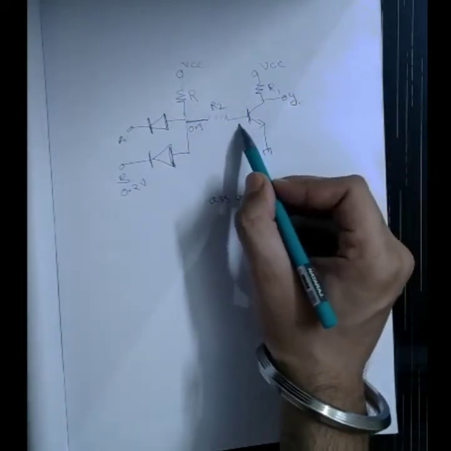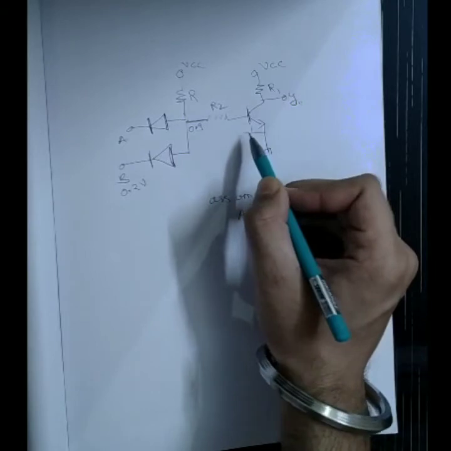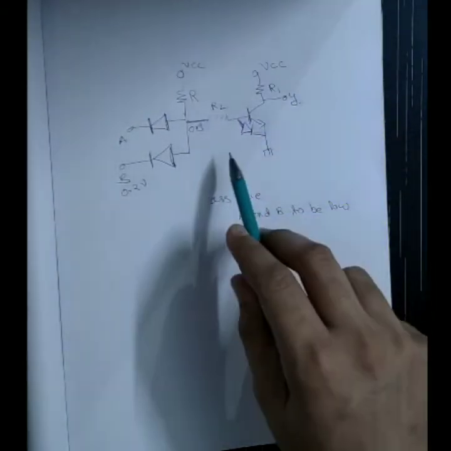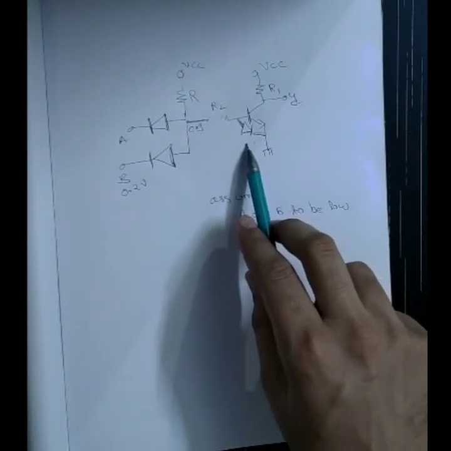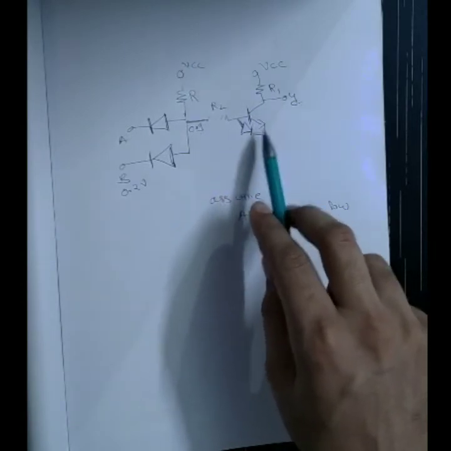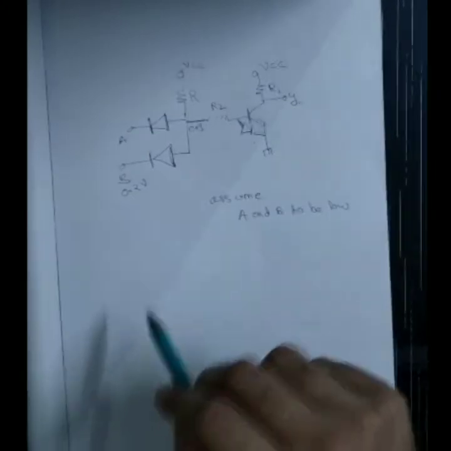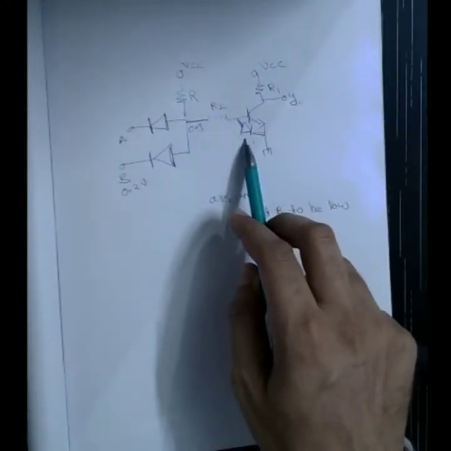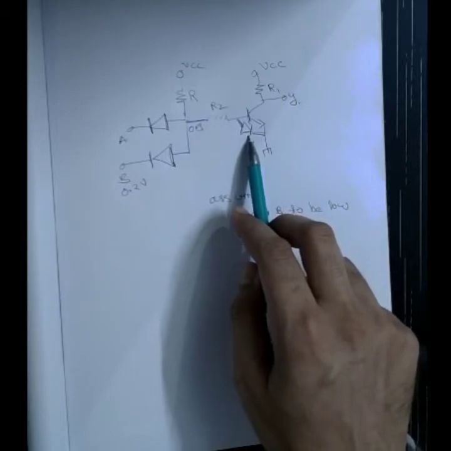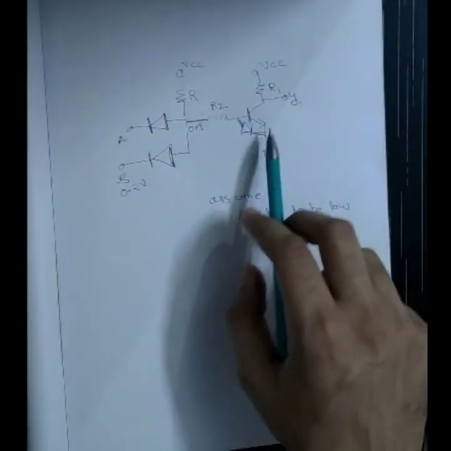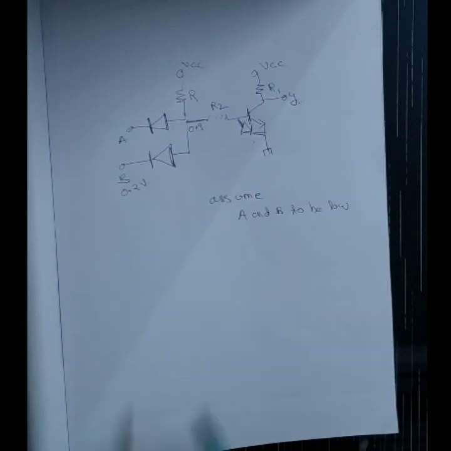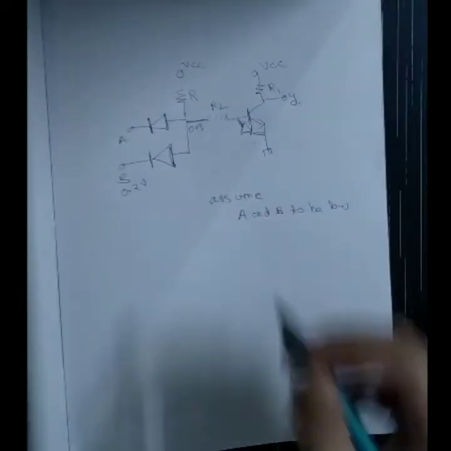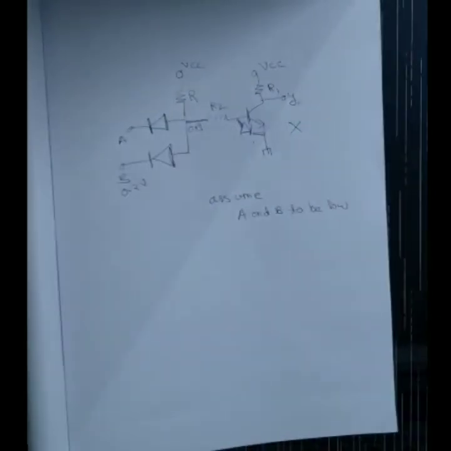Why? Because there is one diode, and this diode should be in reverse bias for this transistor to be in cutoff. But because of this 0.9 volt, 0.7 volt will drop across this and this diode will come in forward bias, and because of this the transistor will go to saturation and hence this is not working as a NAND gate. So this circuit actually does not work.